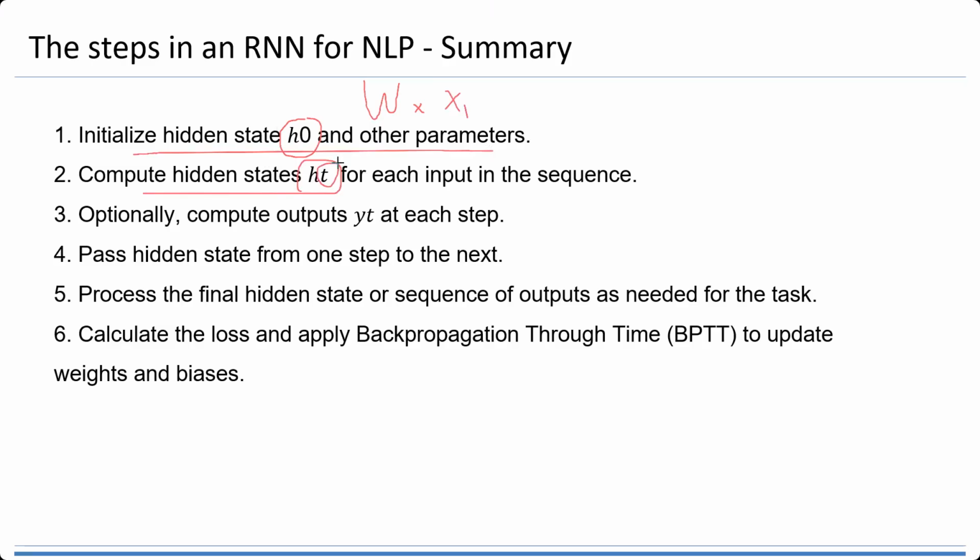So t is the time step. If it is 1, then t equals 1. If it is 2, then t equals 2, and so on. So we are going to the next step. If we need to compute the yt, then we calculate the output. And then every hidden state goes from one step to the next. We will process until the final hidden state.